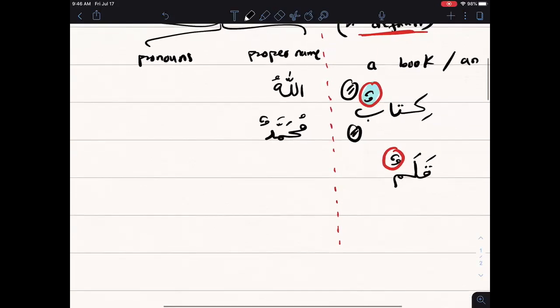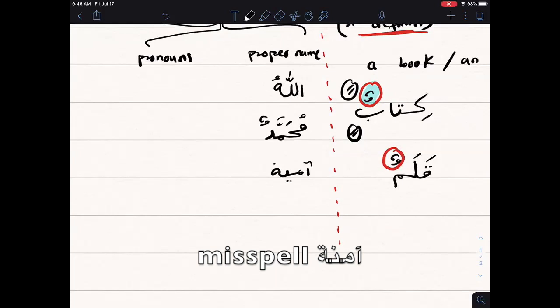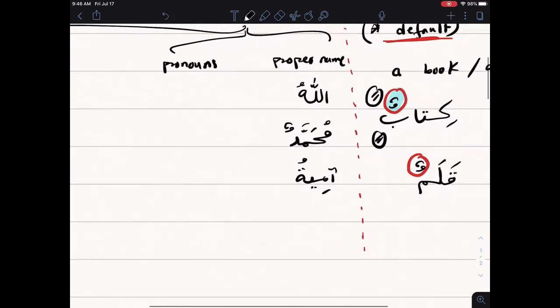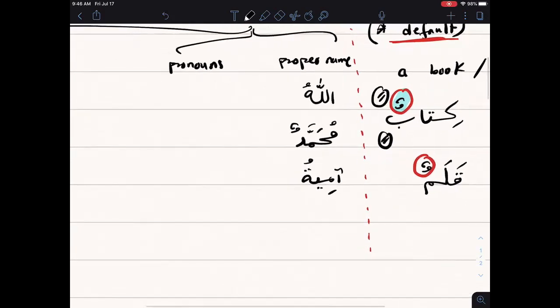Okay, Amina. That is definite. Makes sense? Because these are proper nouns. Yeah, proper names. It's simple, common sense, right? But believe it or not, even though it's common sense, it will be very important. I'll be talking about why it's important.